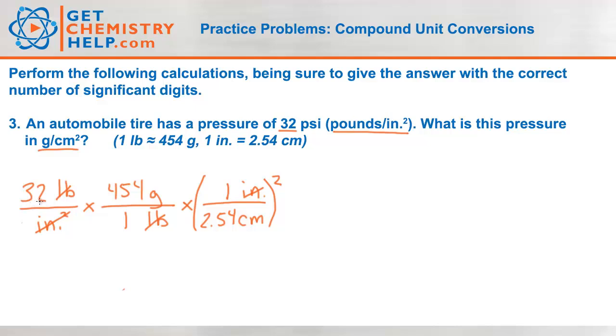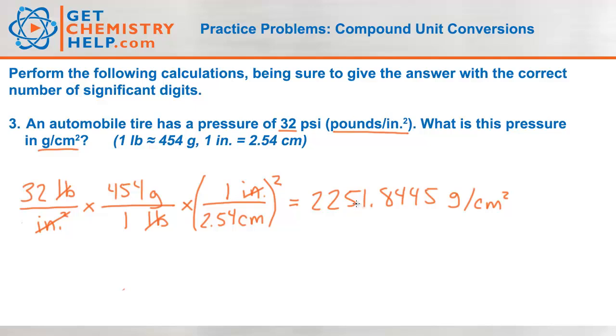So now, when I put this into my calculator, it's going to be 32 times 454. And this 2.54 on the bottom, well, that's inside the parentheses, so that's also squared. So divided by 2.54 centimeters squared. So I punch that in my calculator, and I get 2,251.8445 grams per centimeter squared, because we got grams here and centimeters squared on the bottom.